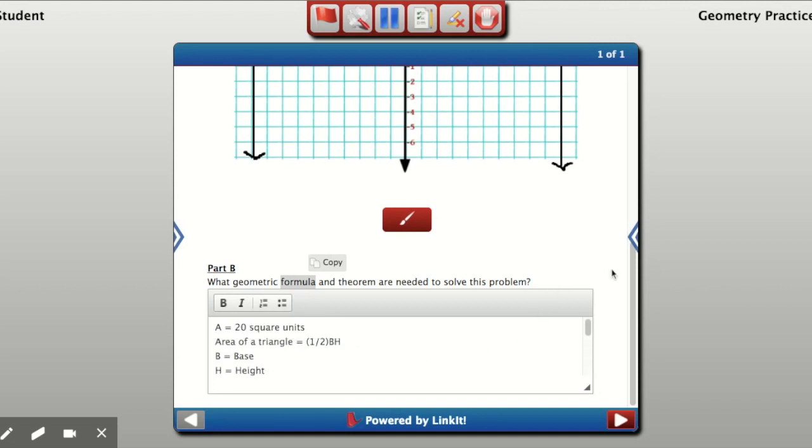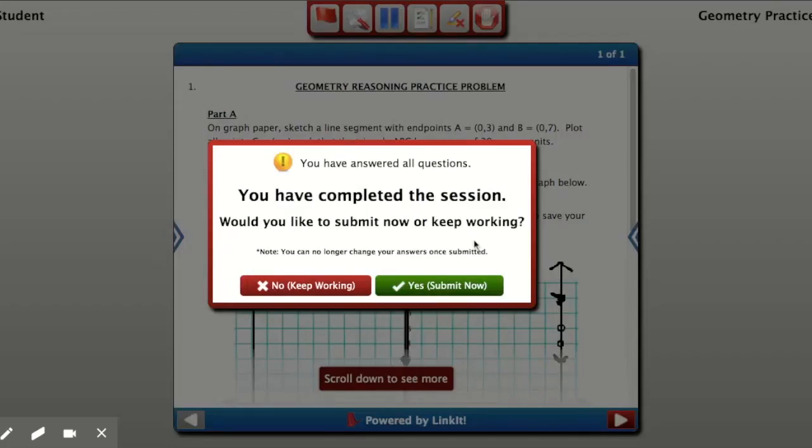So at this point, I can just make sure that my final answer is submitted. I'm just going to click this right arrow just to save my answer and go on. Now there is no next question, so at this point I can submit what I've completed.